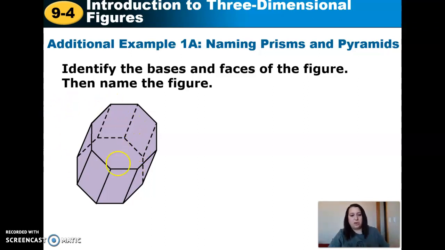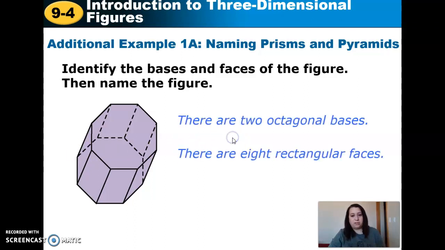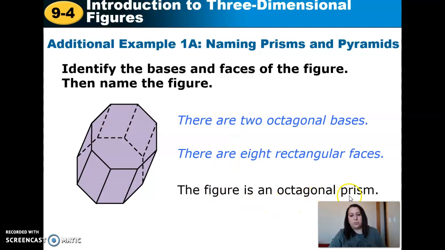Okay, so the first one here we have, it looks like a prism to me because I've got a base here, and then I have a base back here. It's very hard to show this on a 2-dimensional paper, right? But if we count the sides of our base, 1, 2, 3, 4, 5, 6, 7, 8, we have an 8-sided figure that's an octagon. So we're going to call this an octagonal prism.